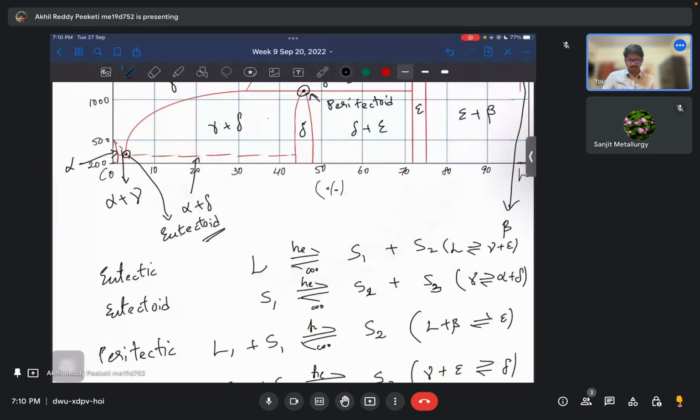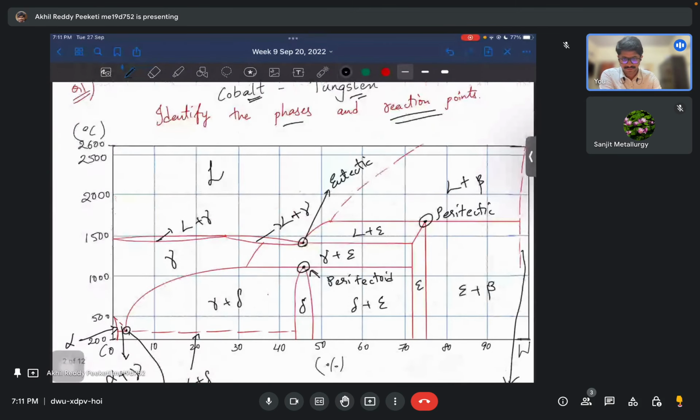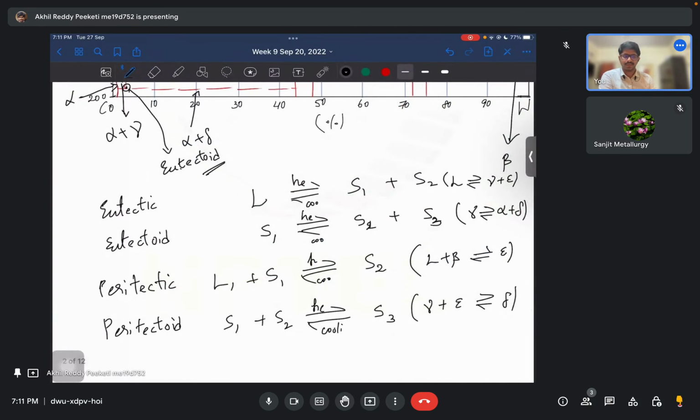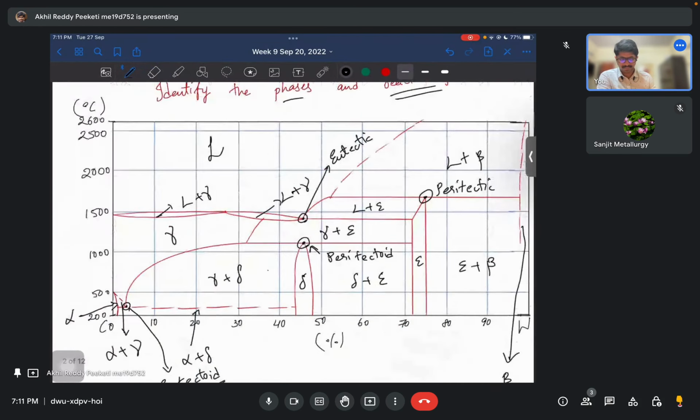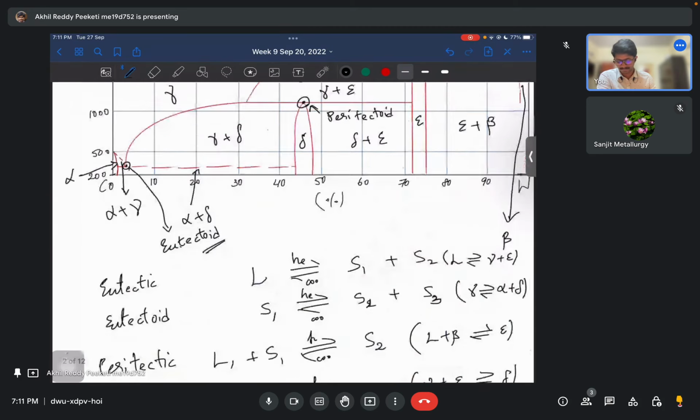Okay. So this is how in the phase diagram first you can identify all the phases and then you can identify the points. Okay. Any doubts in this? Okay. So let's move on to the next question.